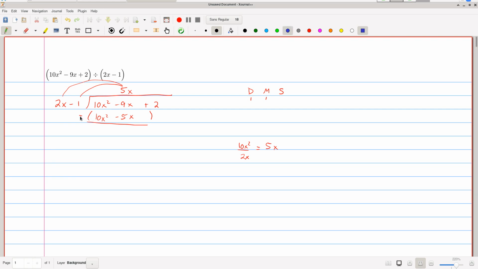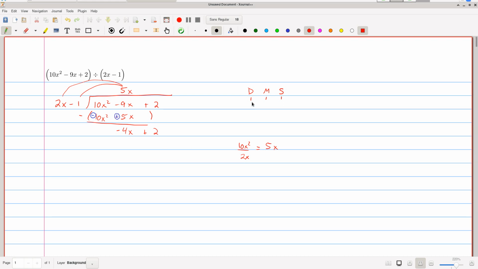When we distribute this minus sign through, it's going to change our signs to make this negative and make the 5x positive. Now when we combine these together, the 10x squareds cancel. Negative 9x and positive 5x gives us negative 4x. And then 2 is being added to nothing, so this 2 just comes along for the ride. That was the subtraction step.